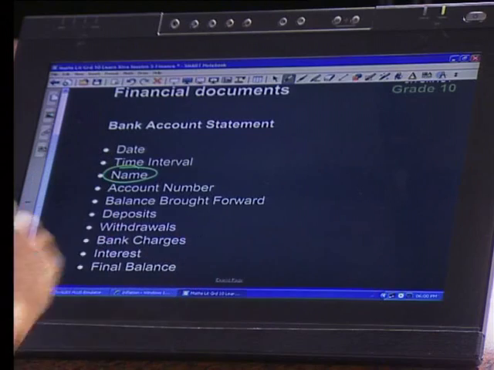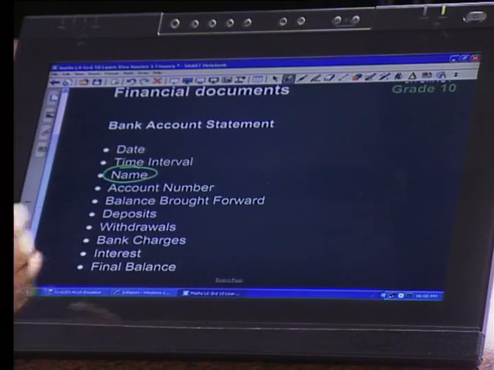No, 1,300,000. So when I get my bank statement, before I look at that final bank balance and jump for joy and open up a bottle of Coke, if you're older, a bottle of champagne, because you've got all this wonderful money, have a look at the name first. It might not belong to you. Okay. Account number. So they are confirming that this bank statement belongs to you.